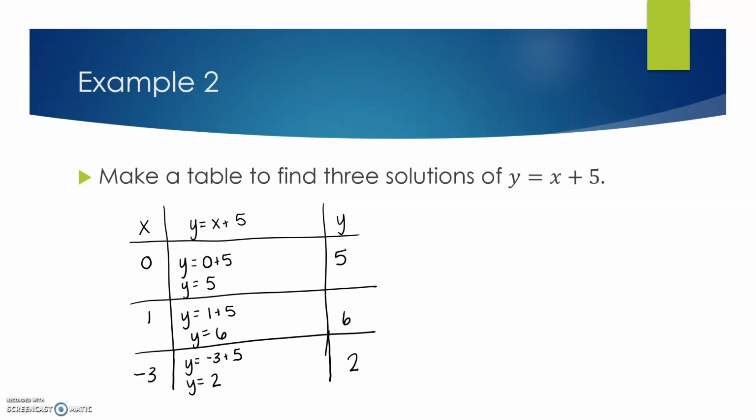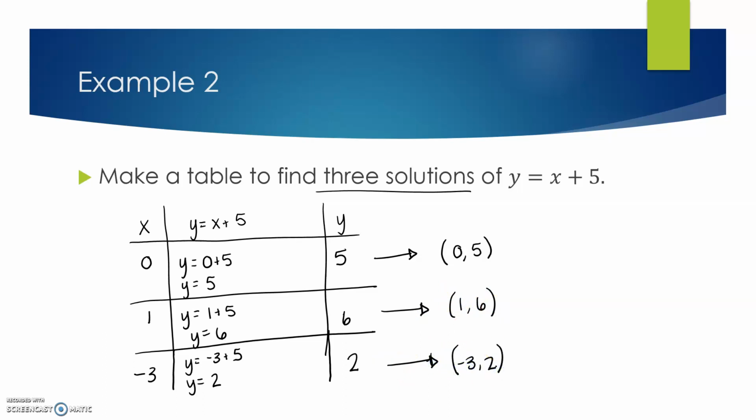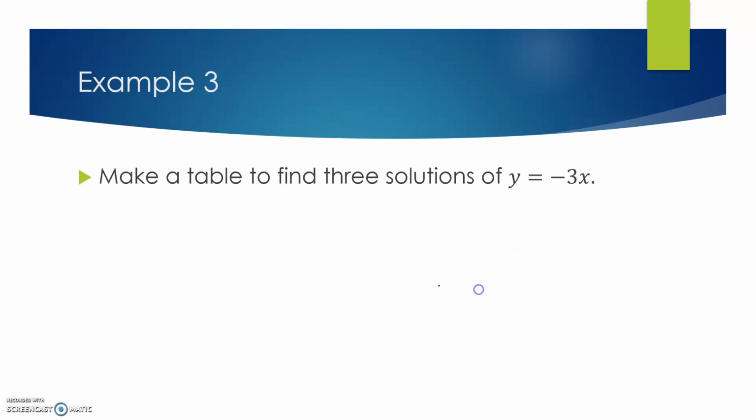So these are not solutions though. This is just the table showing our work. It says to find 3 solutions. So to write them as solutions, we need to write them as an ordered pair. Remember, x always goes first, so it's going to be 0, 5. It's going to be 1, 6. And it's going to be -3, 2. So these would be my 3 solutions. All right, let's try another one.